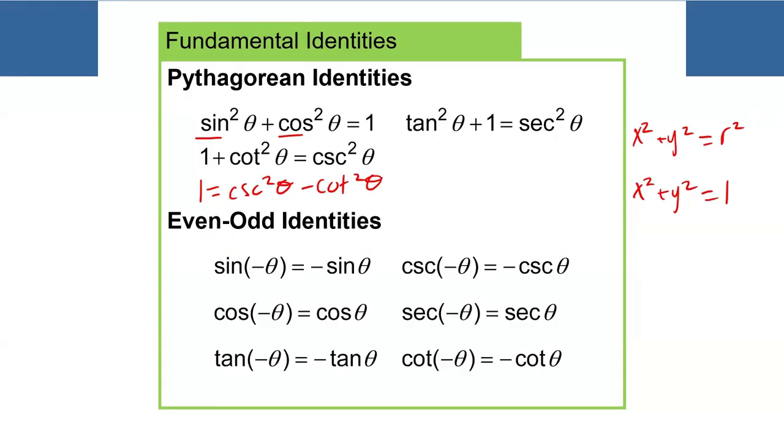Next are even odd identities. So your even odd identities are saying what trig values are going to be equal to each other, with one being negative and the other being positive. Well, the angle being negative or the actual trig value being negative. So for example, if I have a negative angle, that means that it's equal to the negative sine of the positive. And it just keeps going. Okay. So the pattern just continues.